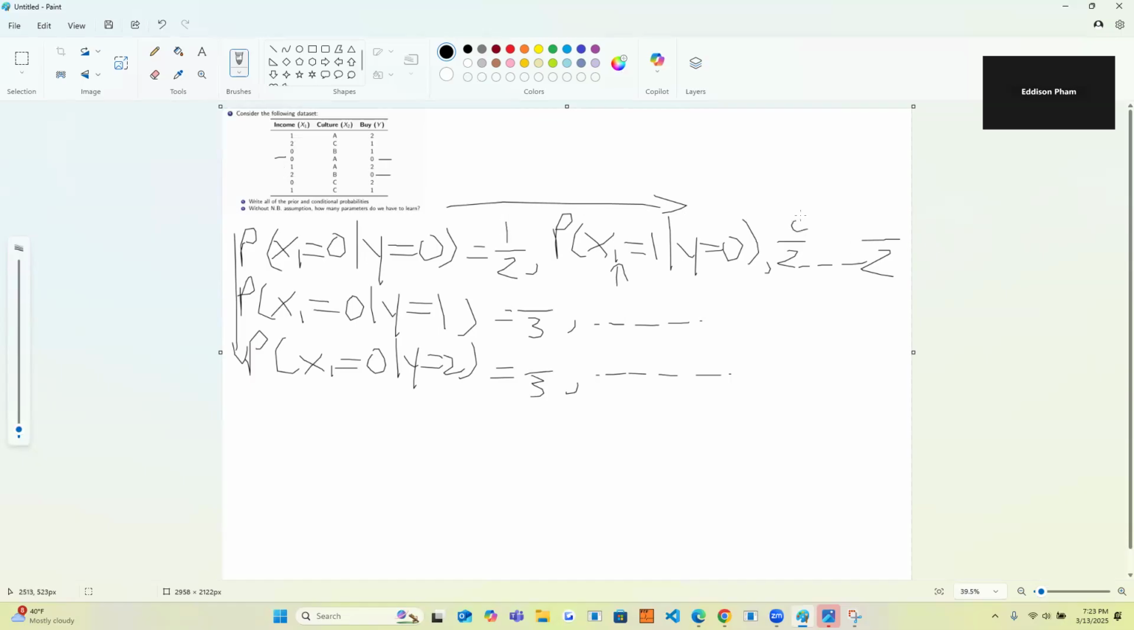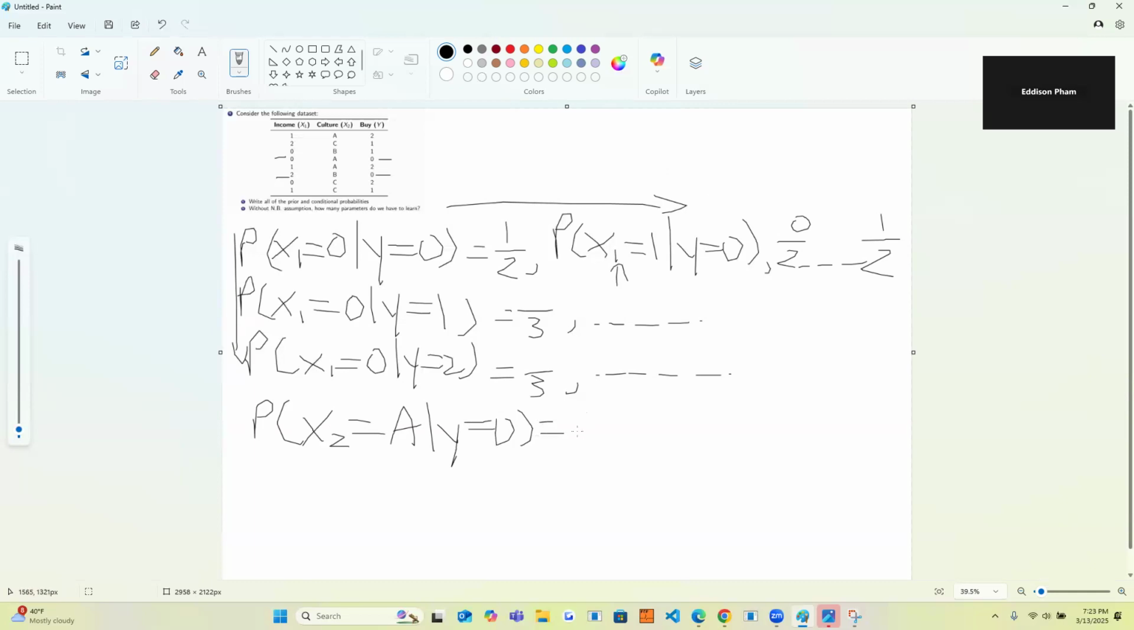This would be 0 because there's none. We only have 0 and 2 pertaining to the y class 0, and this would be 1. So that's how you do it. And then you would do the exact same thing for x2, which is the culture in this case. x2 equals a given y equals 0.